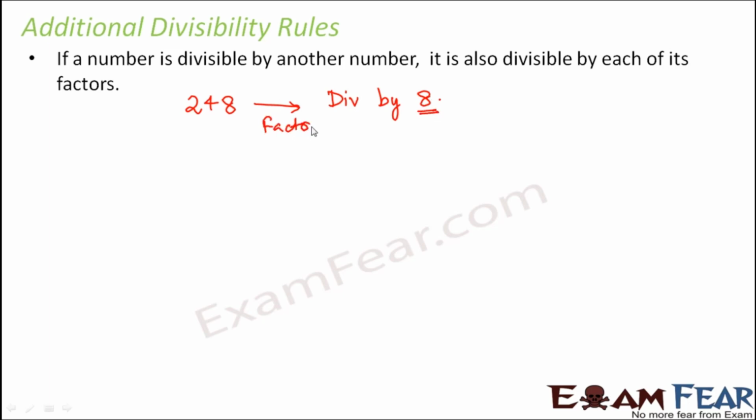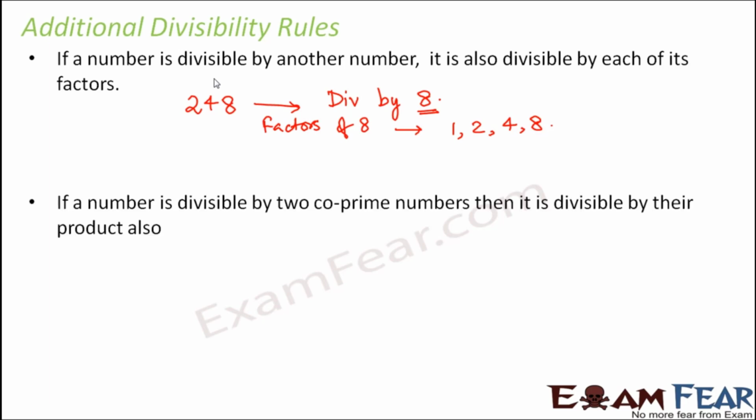Now what are the factors of 8? So factors of 8 would be 1, 2, 4 and 8. Now if we say that 248 is divisible by 8, that by default means that 248 will be divisible by 1, 2, 4 and 8 also. So if a number is divisible by a particular number, then the number will also be divisible by all the factors of that particular number.